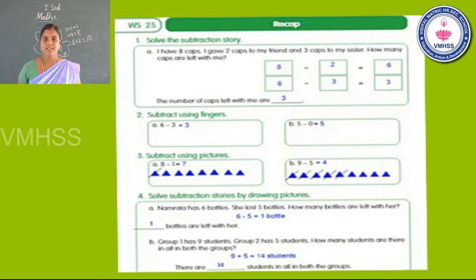Okay, see the classes. Now revise these topics. Next one, see the B part. Group 1 has 9 students. Group 2 has 5 students. How many students are there in all in both groups? 9 minus 5. What is the answer? 4. Very good. There are 4 students in all in both groups. Did you understand, students?